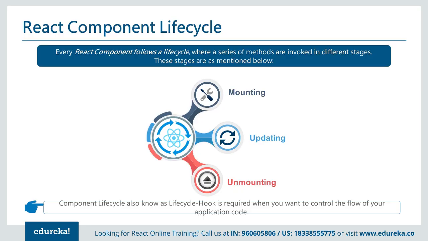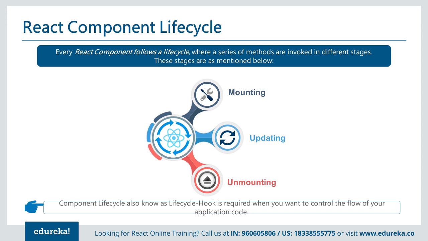The next thing in React we have to understand is called mounting a component. A component has to go through some life cycle. Why do we need that life cycle? Every React component follows a life cycle where a series of methods are involved at different stages. These stages are mounting, updating, and unmounting.